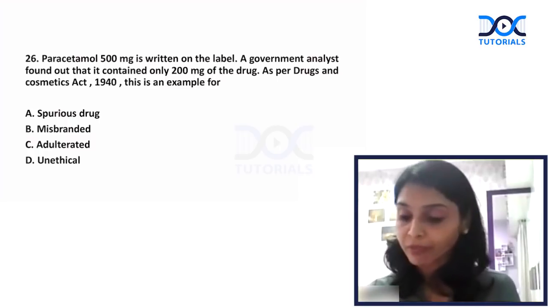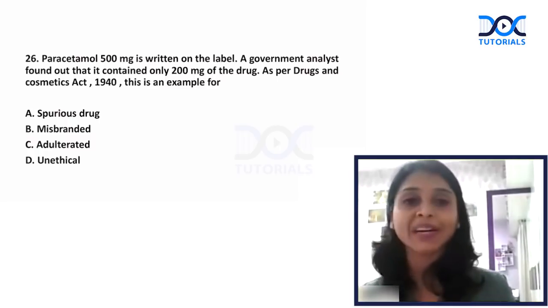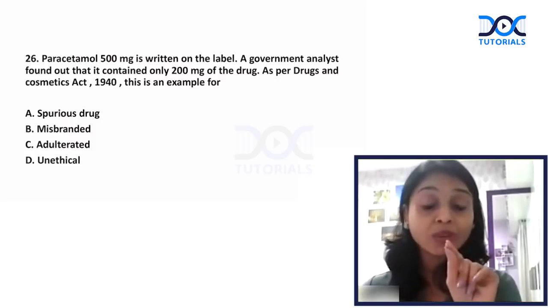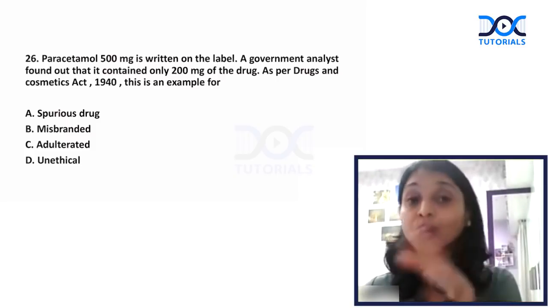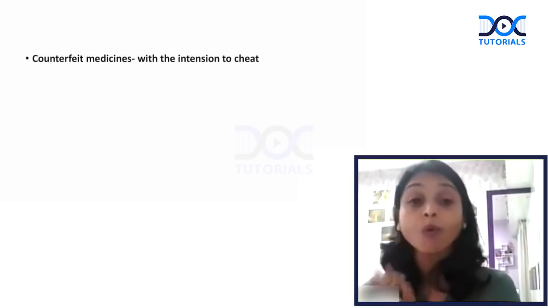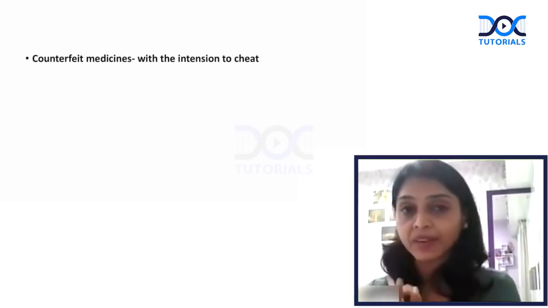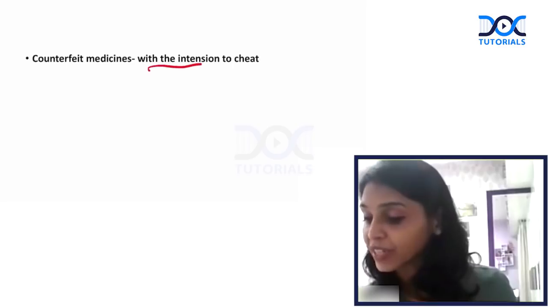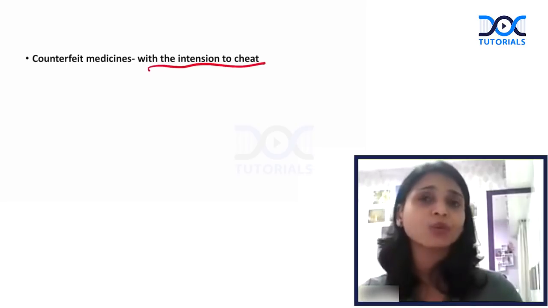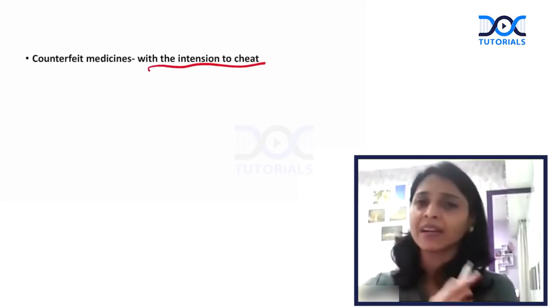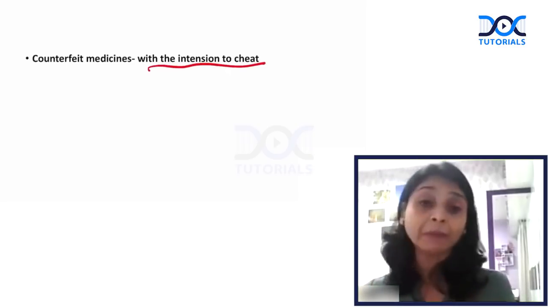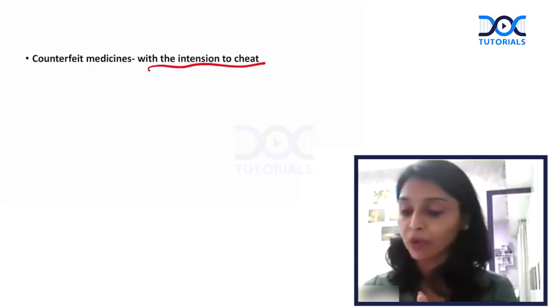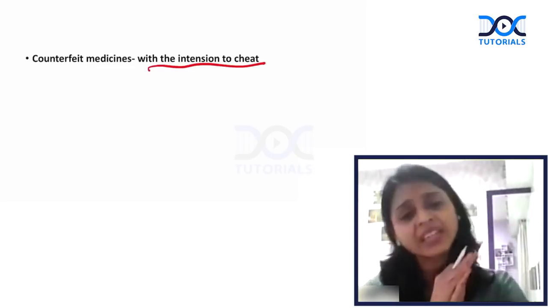Now only one more left. Which one? Misbranded. This is misbranded actually. I'll tell you what it is. You should be familiar with a few definitions when it comes to counterfeit drug. First one is, what do you mean by counterfeit drug? Counterfeit drug means a drug which they are selling with the intention to cheat. So spurious, misbranded, adulterated, all those come under counterfeit drug. All these come under the broader definition of counterfeit. That means a drug that is made with the intention to cheat.